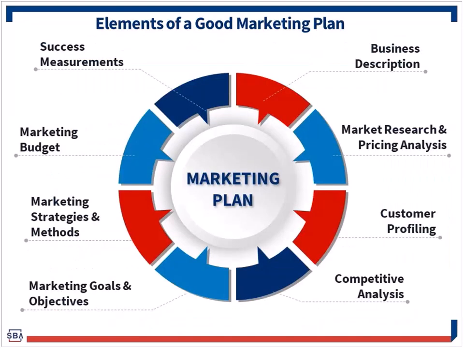So here's your marketing plan in a nutshell. Business description, research and pricing, customer profiling. You've done your competitive analysis. You've got marketing goals and objectives. You've got strategies. Do you have a marketing budget? Sure, we always look for things that are free, but set aside $500 for specific direct marketing, because this is where you're going to reach the majority of your customers. And then how are you measuring success? What's working, what's not?